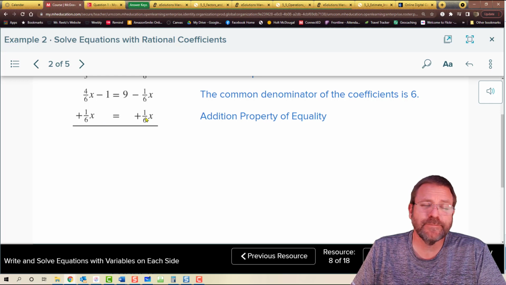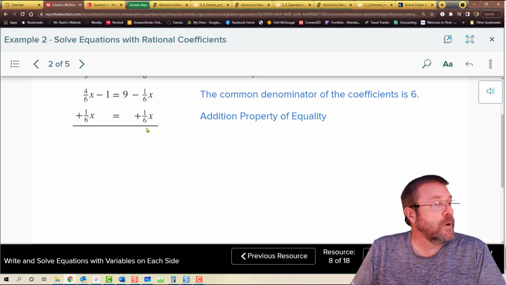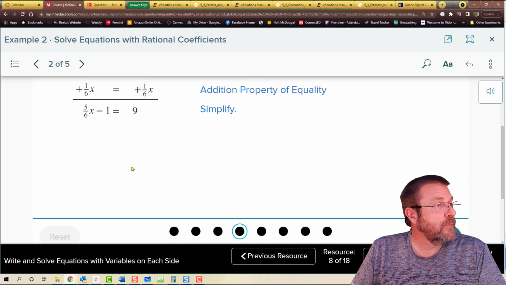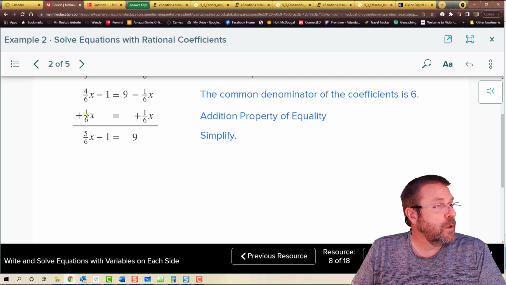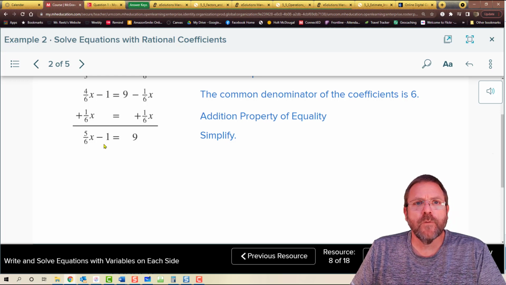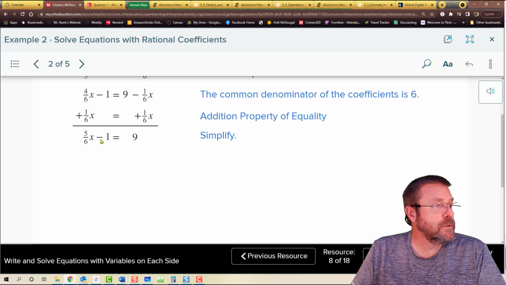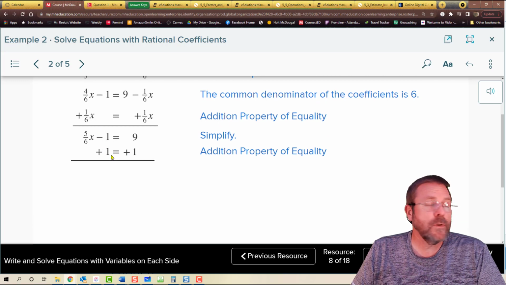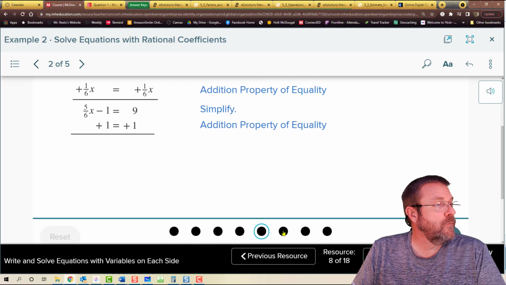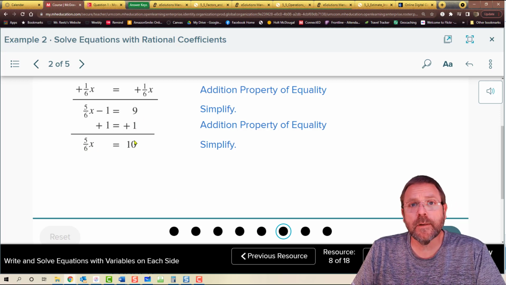They're working vertically. I don't like fractions vertical. The 1/6 x's are going to, of course, zero each other out, leaving 9 on the right. And on the left-hand side, 4/6 plus 1/6, that's going to give them 5/6 x. And then that minus 1 is going to come down. From here, we're going to undo the addition and subtraction. You've got a minus 1, so we're going to add 1 to both sides, here and here. The 1's on the left are going to zero each other out, and what's that going to leave you with? 5/6 x is equal to 9 plus 1 is 10.